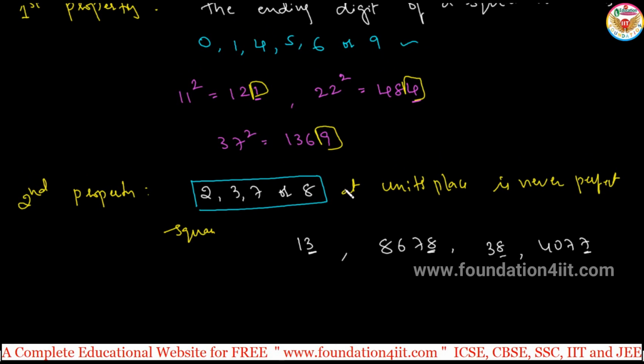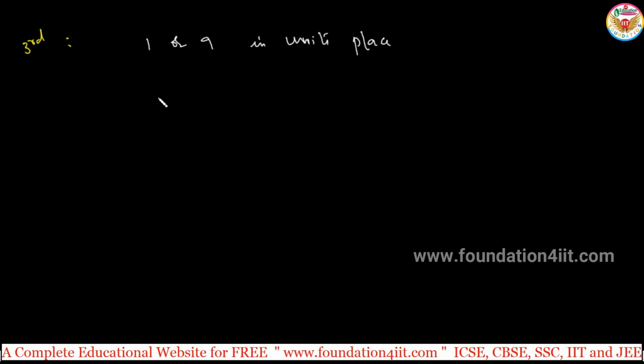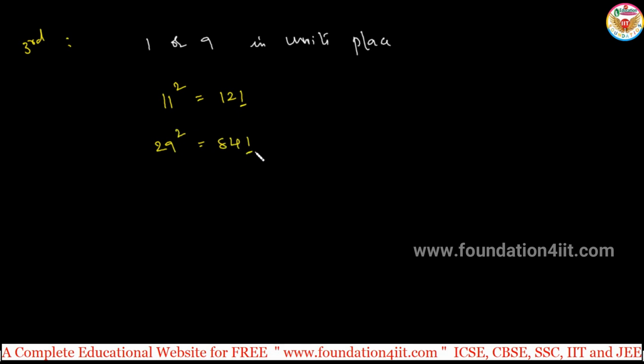And when we come to the third property, if a number has 1 or 9 at its units place, then the square of the number always has 1 at the units place. For example, 11 is the number, 11 square is 121. 29 square is 841, 1 only will come.